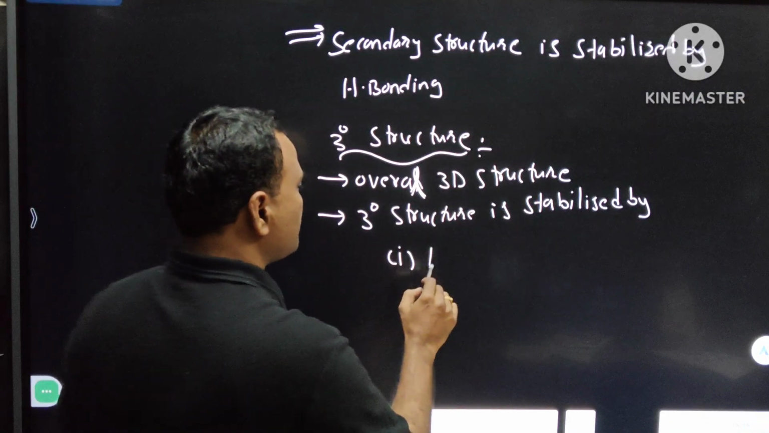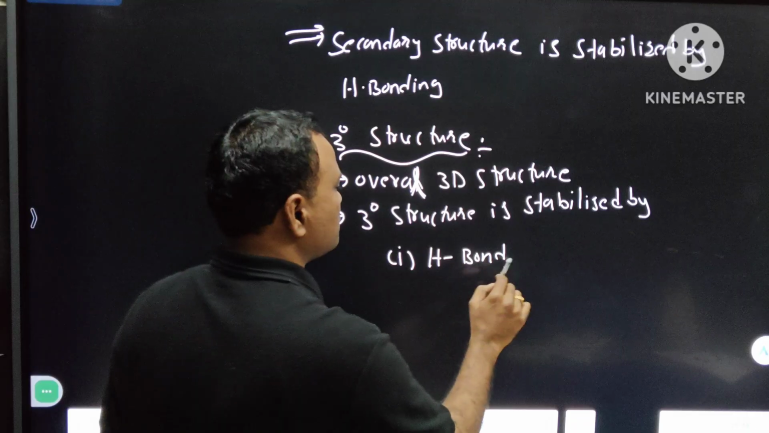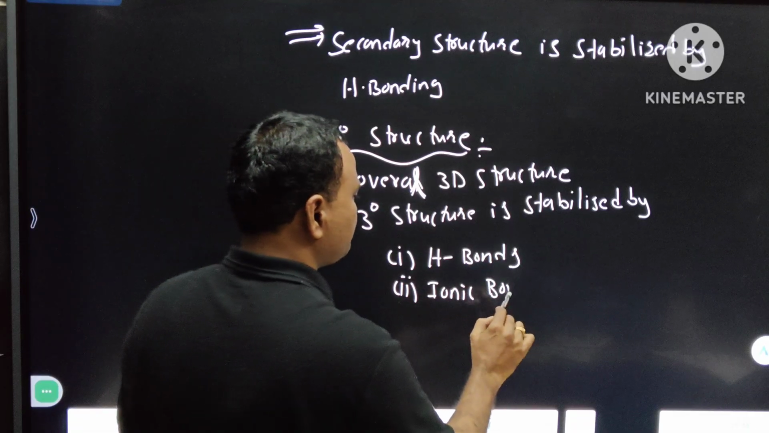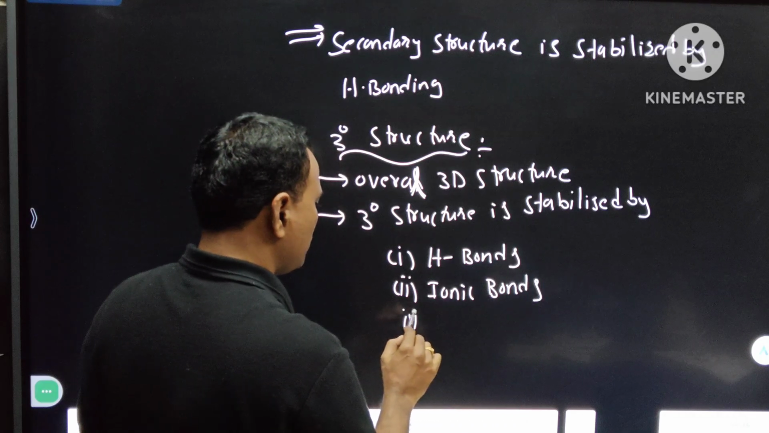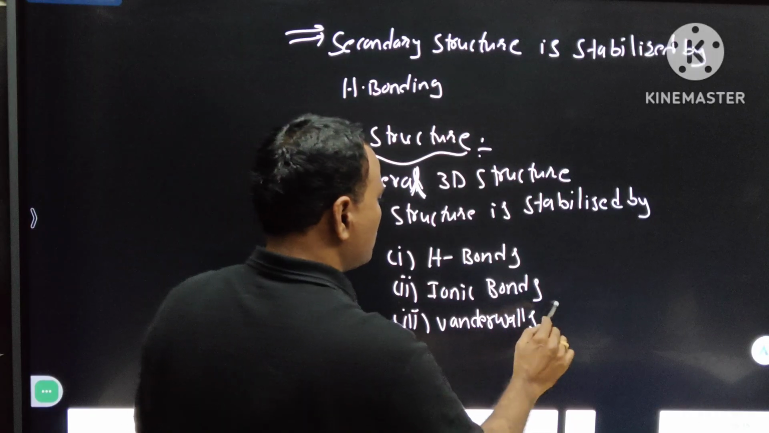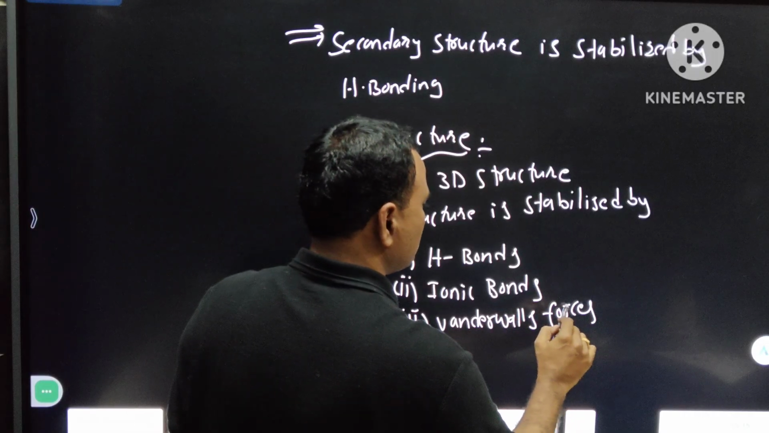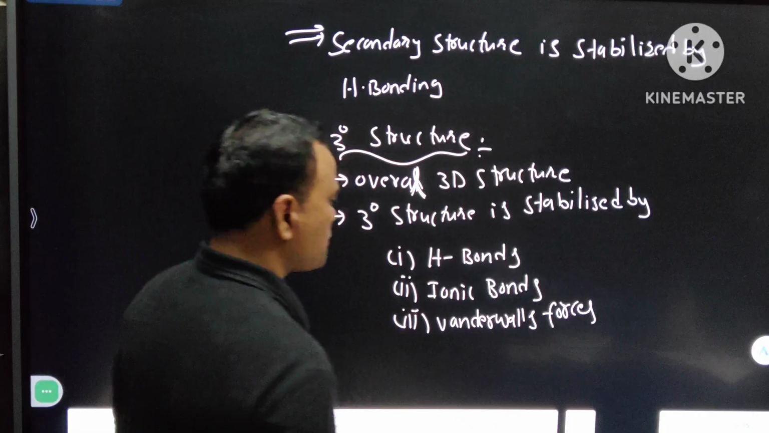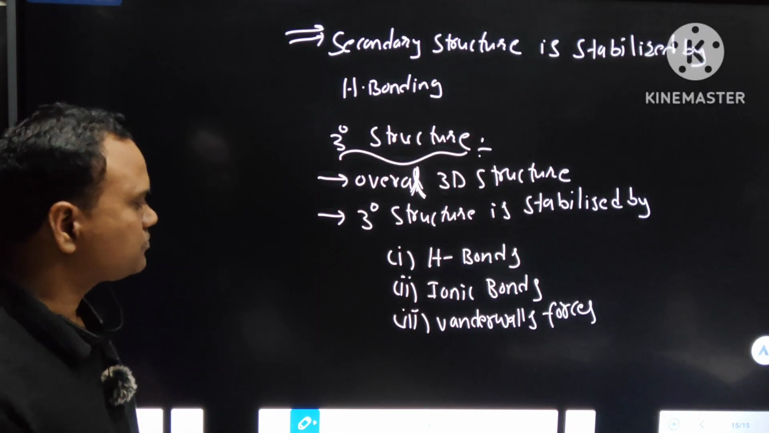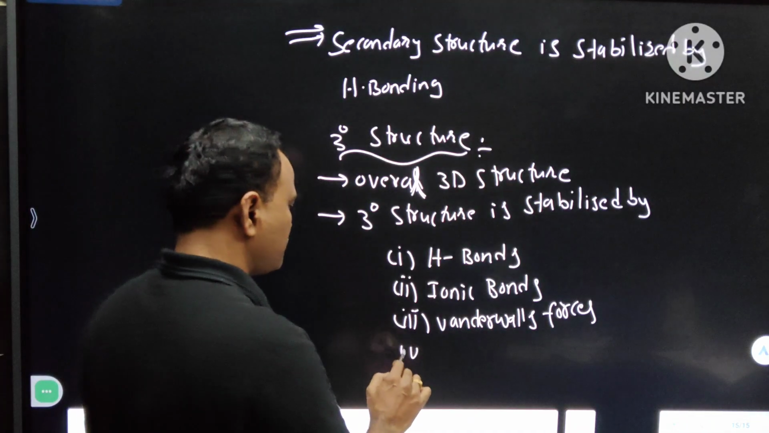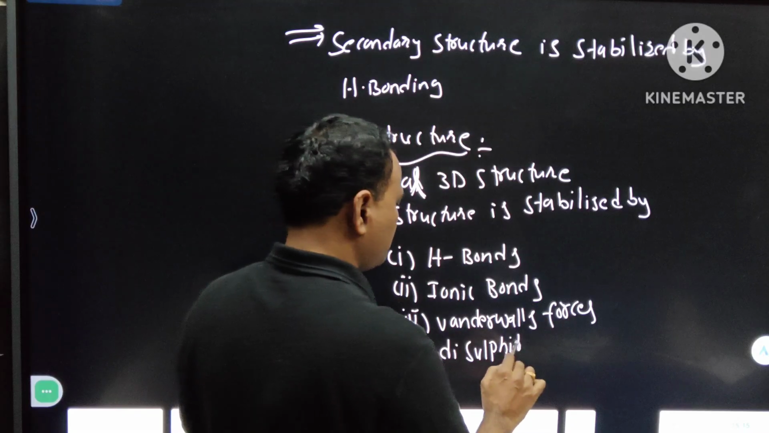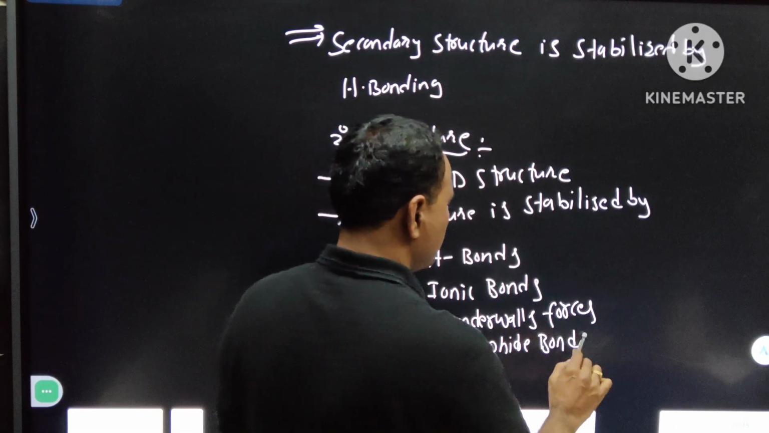Write one by one: hydrogen bonds, ionic bonds, van der Waals forces, disulfide bonds.